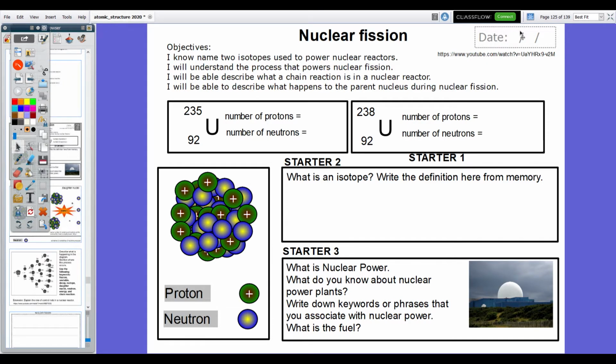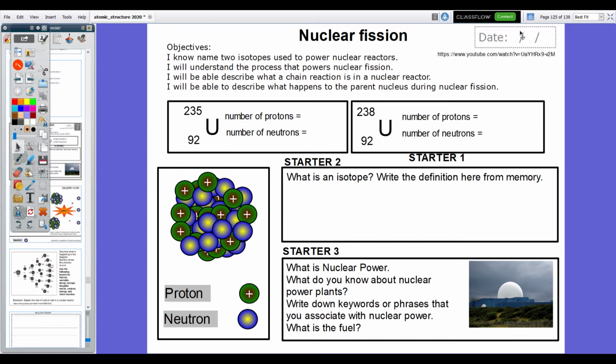In this lesson, we're just going to look at the two isotopes that are used to power nuclear reactors. We're going to understand the process that powers nuclear fission and describe exactly what a chain reaction is and what happens to the parent nucleus during nuclear fission.